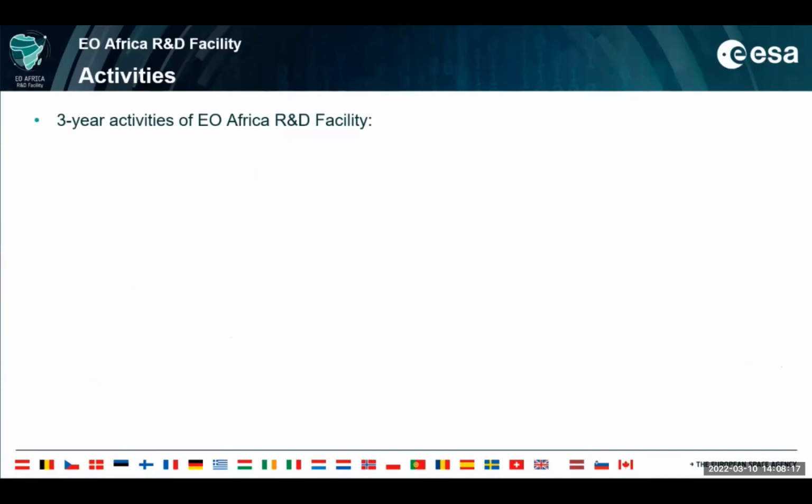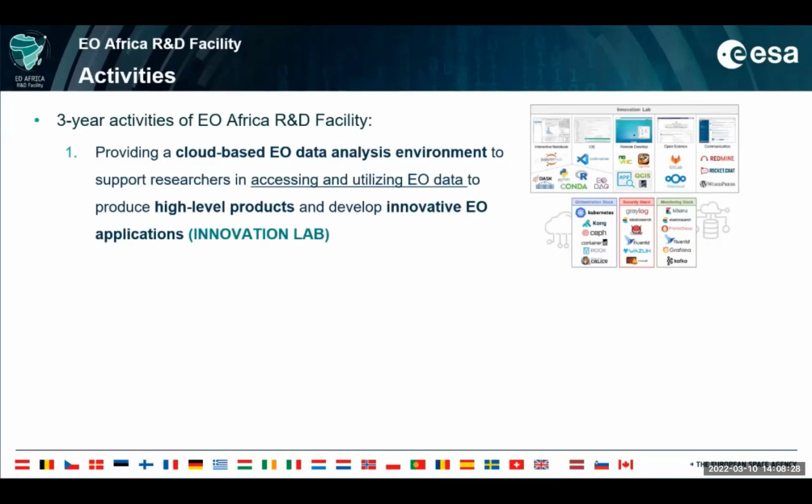There are 3 main activities that EO Africa R&D facility is going to implement within these first 3 years of the project. The first one is providing a cloud-based Earth observation data analysis environment to support researchers in accessing and utilizing Earth observation data. So a cloud computing platform has been developed, called Innovation Lab, and we provide this platform to African and European researchers to be able to perform joint research using Earth observation data in Africa.